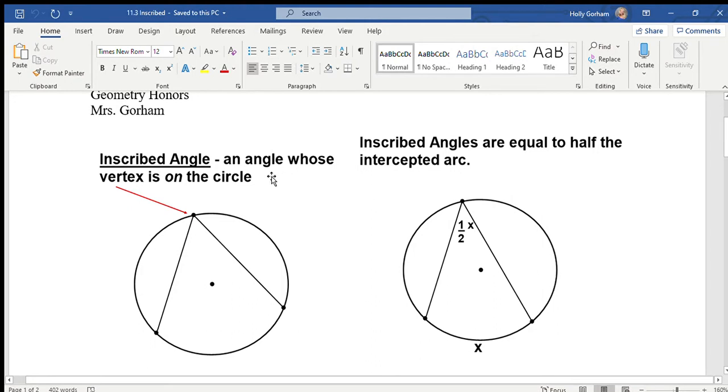An inscribed angle is an angle whose vertex is actually on the circle. So this angle right here, this is an inscribed angle because its vertex is literally on the circle. The measure of an inscribed angle is equal to half of the intercepted arc. So if you have an arc that is x, that means that the angle is half of that x. So if the arc were 60, then the angle is 30.